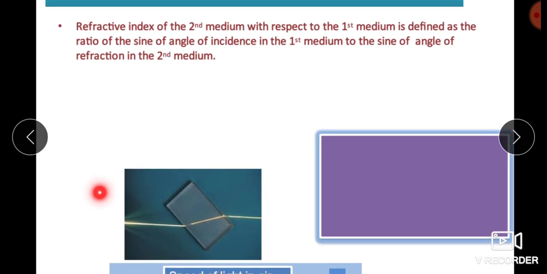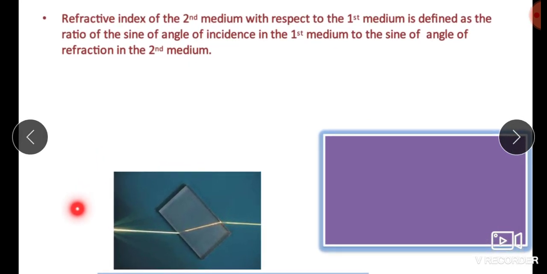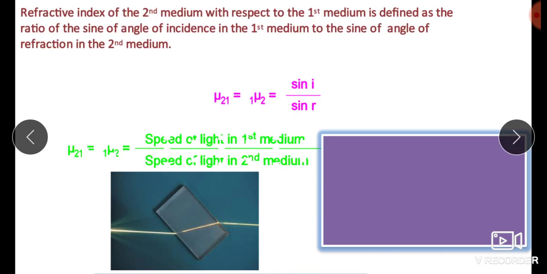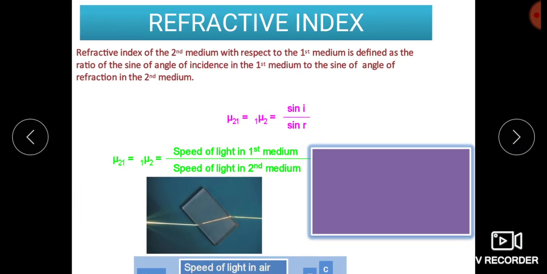What is refractive index? The refractive index of the second medium with respect to the first medium is defined as the ratio of the sine of the angle of incidence in the first medium to the sine of the angle of refraction in the second medium. This constant is named the refractive index. This value is always constant. So the refractive index of the second medium with respect to the first medium is equal to sin i by sin r. This is the formula we know: sin i by sin r.